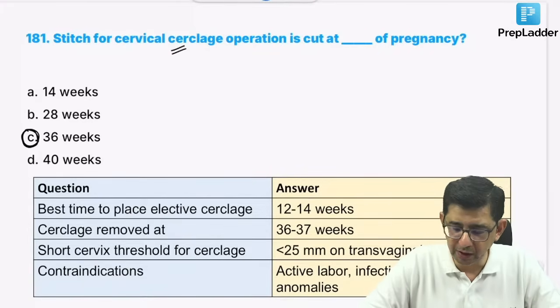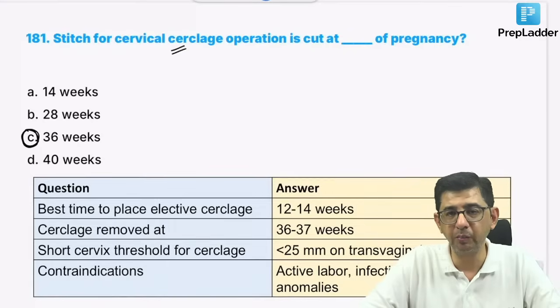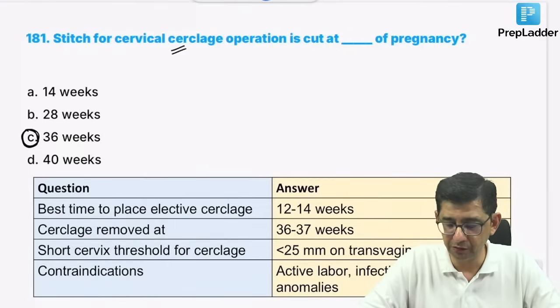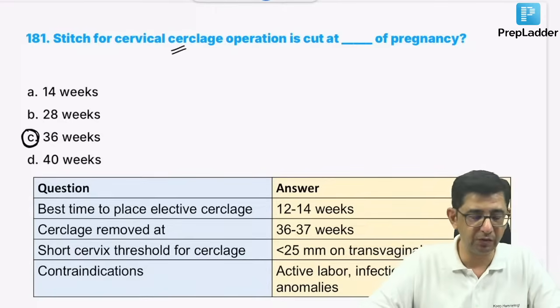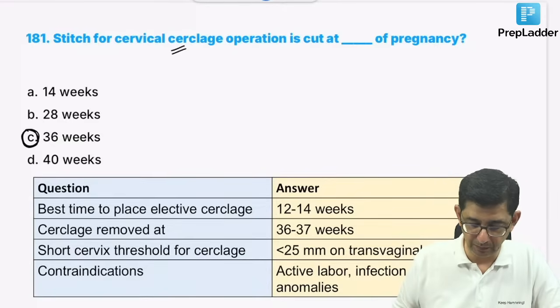And when do you put it? Then it is at 12 to 14 weeks, because this is the important cause. Cervical incompetence is usually a cause of second trimester abortion. So if he says when do you put the elective cerclage, it is 12 to 14 weeks. If he says when do you remove it, it is 36 weeks onwards. Yes, answer is C to this one.